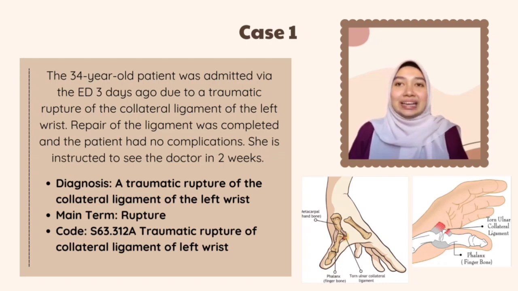So, the diagnosis for this case is that the patient had a traumatic rupture of the collateral ligament of the left wrist. Then, for the main term, we can find in the index the word rupture. Lastly, the code for this case is S62.3312A, traumatic rupture of the collateral ligament of left wrist.